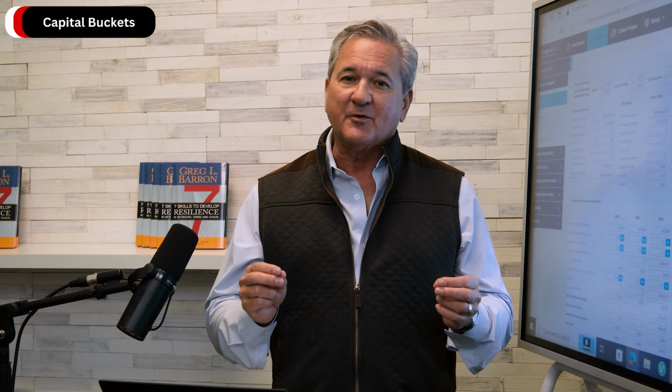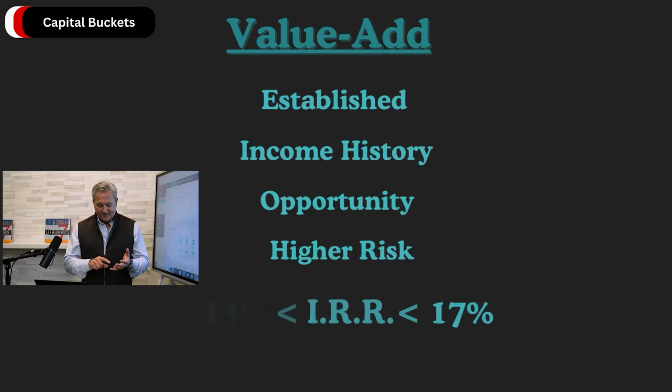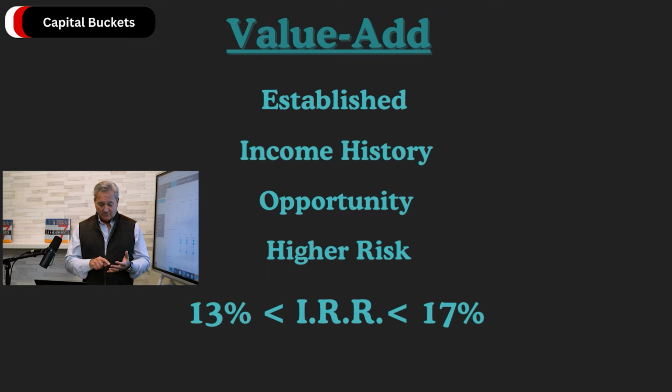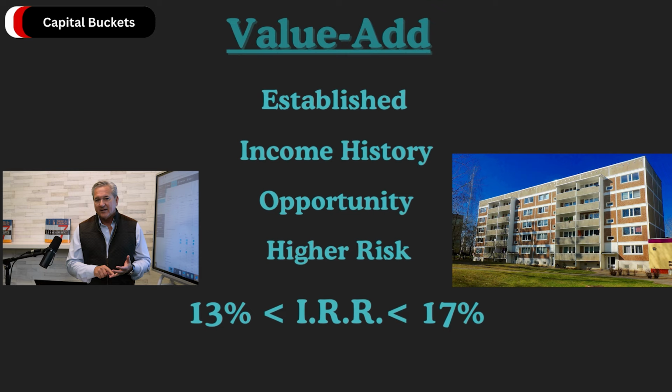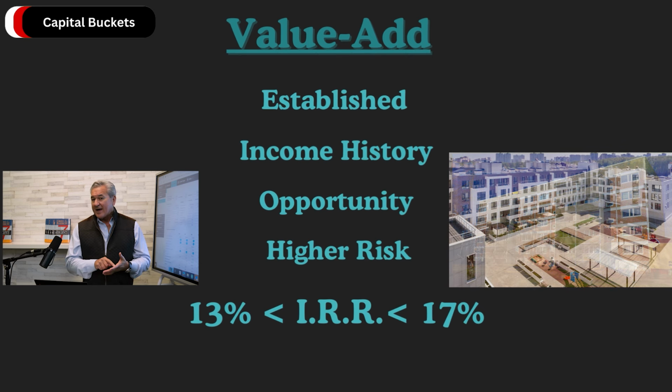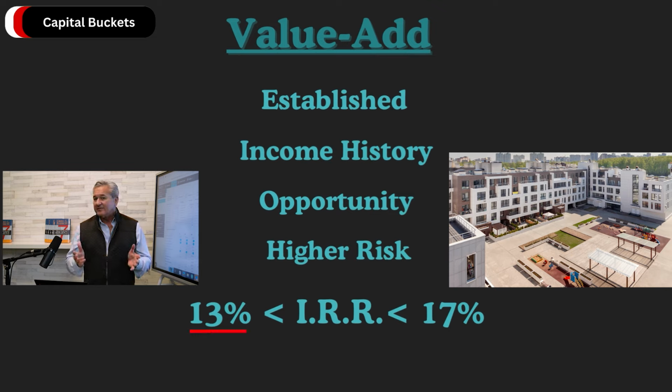So the next capital bucket is what we call the value add. Again, let's stick with multifamily for right now, but this could apply to other asset classes as well. So this value add, specific to this capital bucket of assets, is typically something that is established. It's got a trailing history of income. It's got some opportunity to increase rent, but it's going to have higher risk than the other two prior classes. Normally, this capital bucket is going to require an internal rate of return of anywhere from 13 to 17% with the risk that you're going to take on with this particular asset.